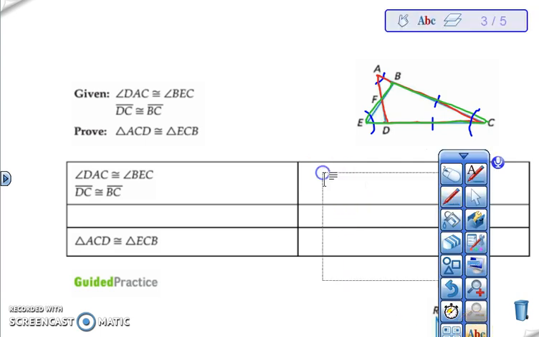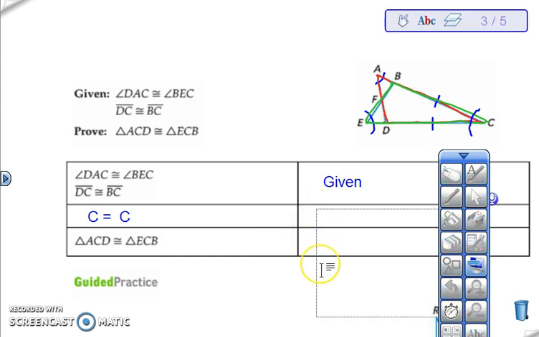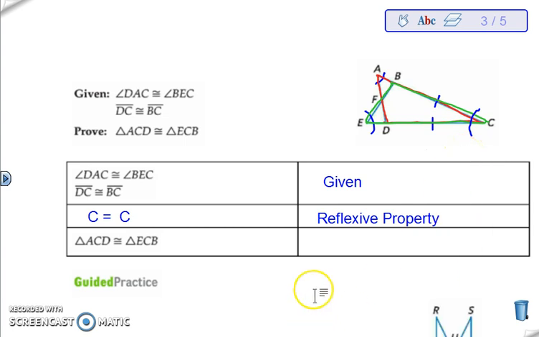As usual, the first statement was given to us. Like we said a moment ago, angle C is congruent to angle C by the reflexive property. And I know that this can be a little bit difficult to see as far as which angles match up in their positions due to the fact that the two triangles are sort of stuck together.